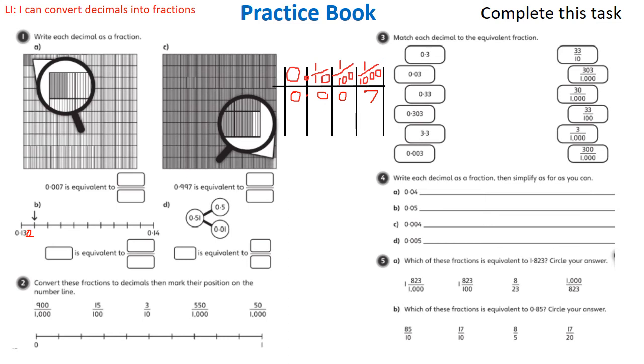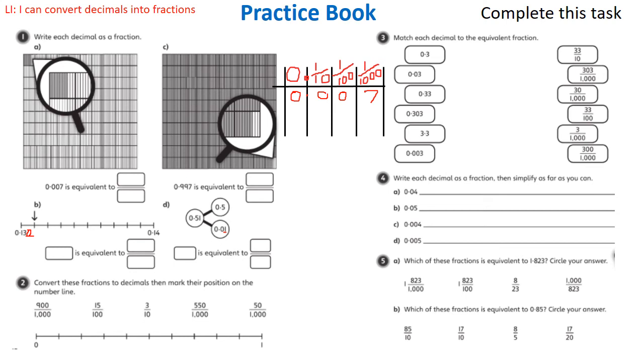C, your place value chart may help you again here. D is showing you a part-whole model. But again, it's the same thing. 0.51 is equivalent to what fraction? What column is our last digit in? What column is that 1 in? That will help you decide what your denominator will be.